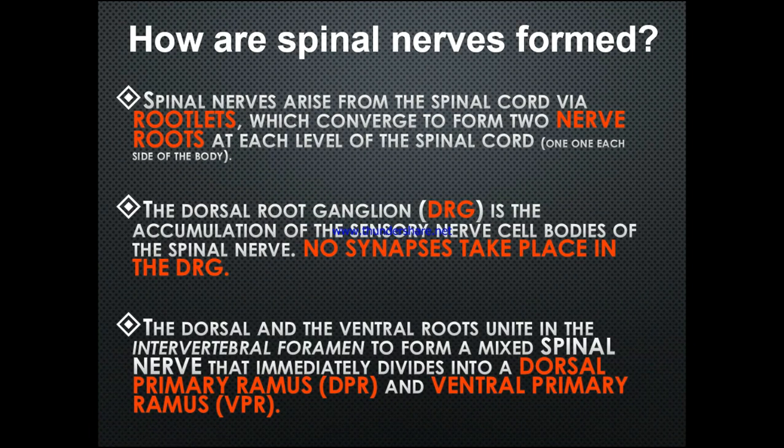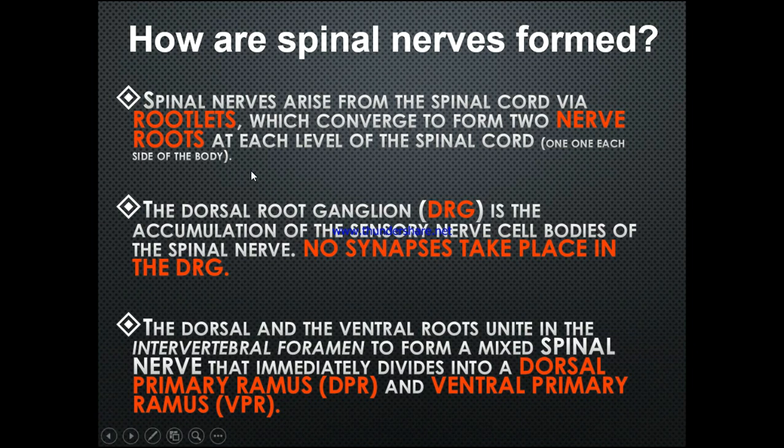So how are spinal nerves formed? Well, spinal nerves arise from the spinal cord via the rootlets, and these converge to form two nerve rootlets at each level of the spinal cord. This is, of course, going to be one at each side of the body, because we need to get this innervation not just unilaterally but bilaterally.